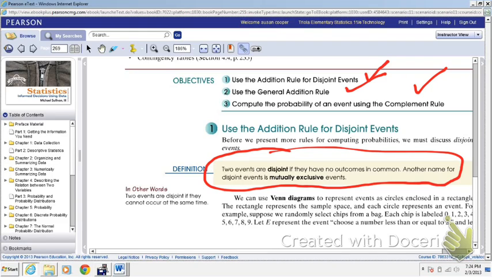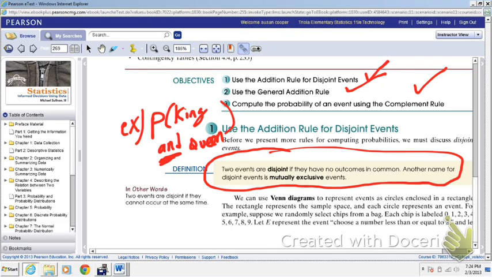So for starters, and a lot of this is just simply vocabulary, two events are disjoint if they have no outcomes in common. Another name for disjoint events is mutually exclusive events. And I'll say, just as an easy example here, what's the probability when you pick one card out of a deck, and now we'll talk about the word and, that it's a king and queen?